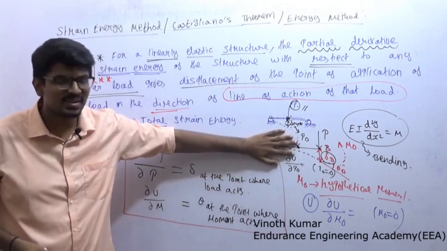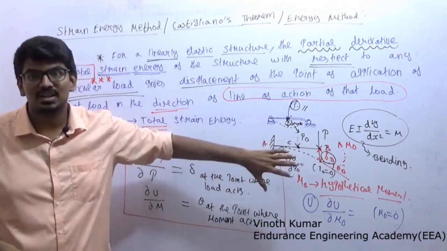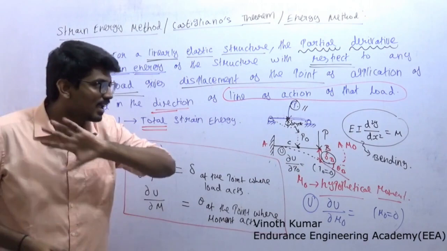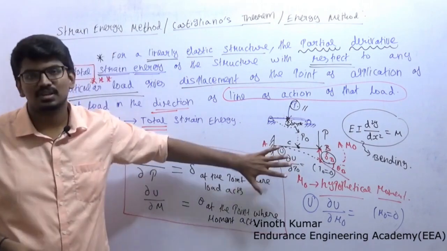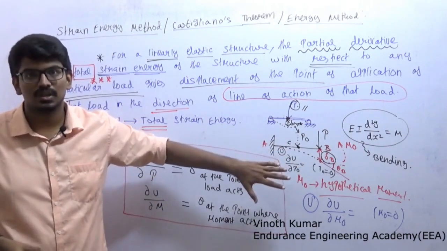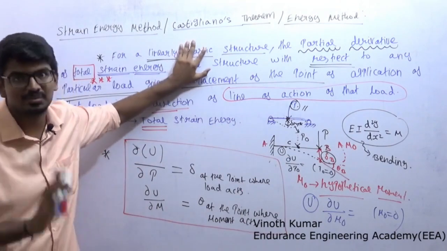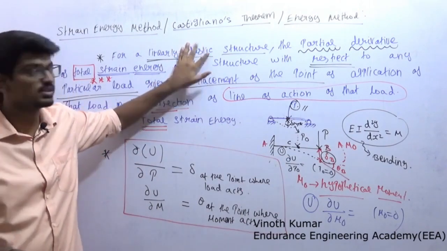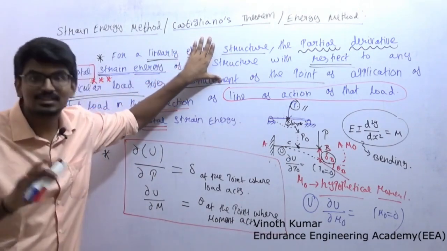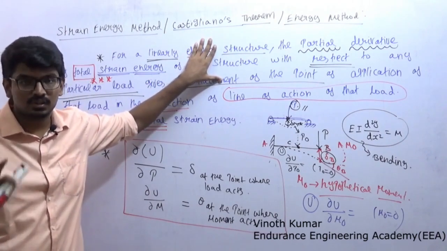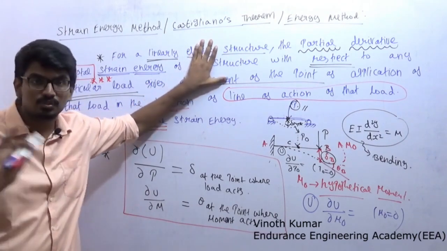I'm going to take the same example and do it in a much better way that will make this complete Castigliano's theorem very clear for you. This theorem is very useful not only for mechanical, it is very useful for civil also, because you will be using this in structures. So that is why it is very important for both, right?